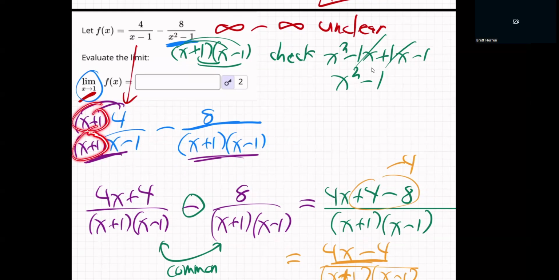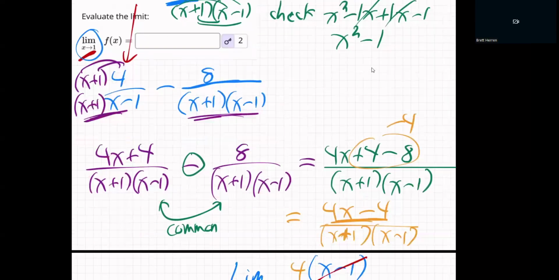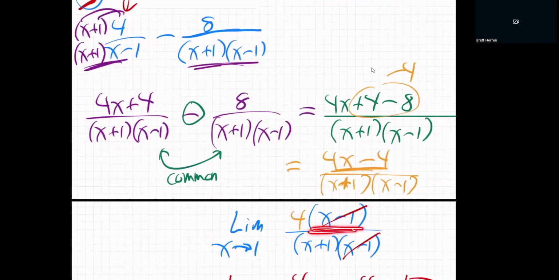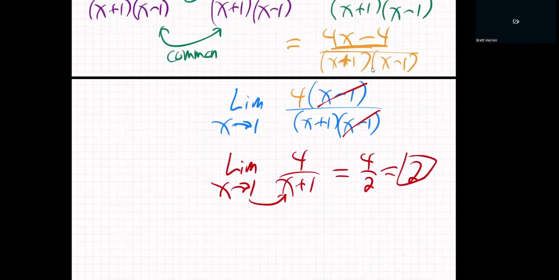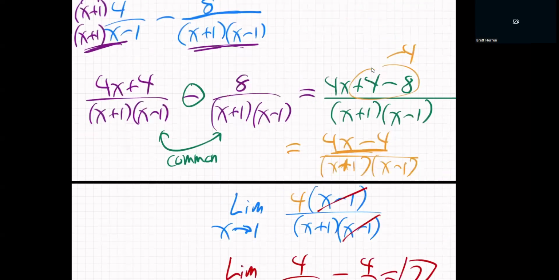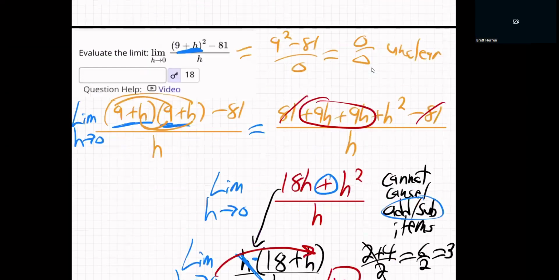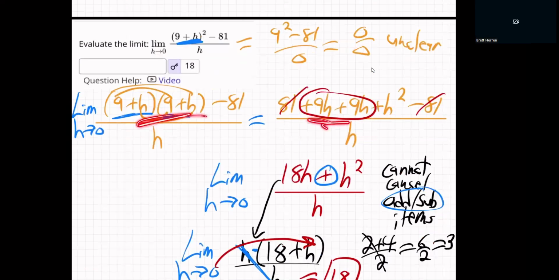Multiply top and bottom by x plus 1. Make the two denominators the same. Distribute that out and combine them into one fraction because they have the same denominator. And then we factored the top, canceled, and then finally we could plug in the 1 and get our answer. We wouldn't get any weird, unclear forms. So there we go. And this one up here, we had to just multiply it out on the top.